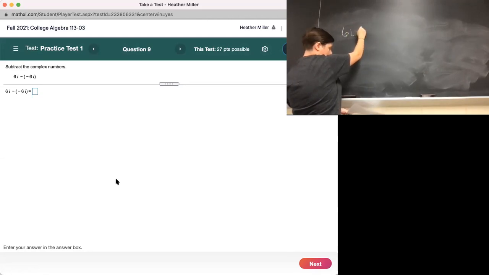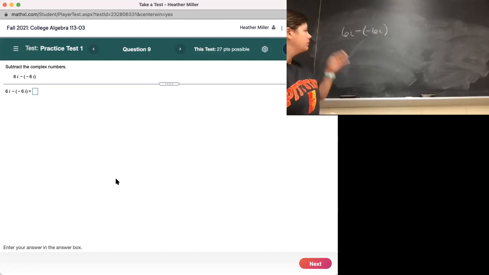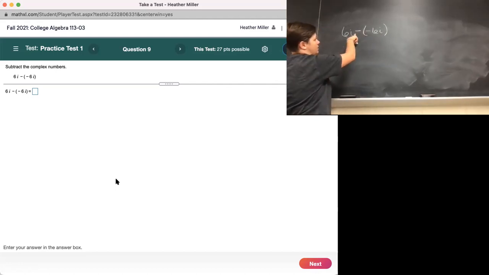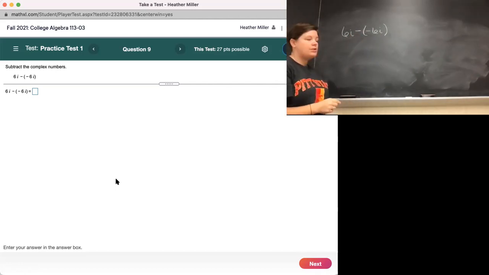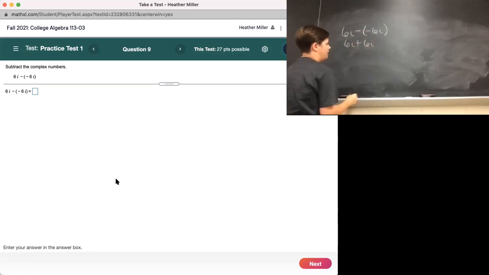(6i minus a -6i). So this is imaginary numbers. However, this is really more about when you have 2 signs side by side and what they mean. If the 2 signs that are side by side are the same, so like 2 negatives or 2 positives, then they become a positive. If they're the opposite signs, then it stays a negative. So a negative and a negative, that becomes a positive. And then we combine like terms. They both have i's, so we can combine them to get 12i.